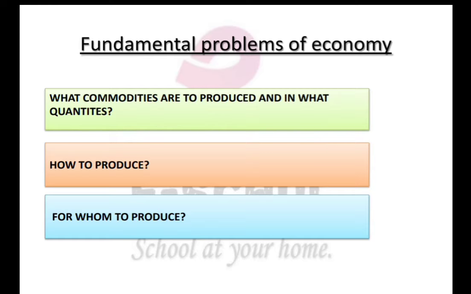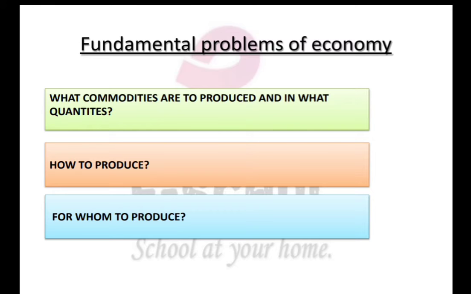Now, coming to the first one, that is, what commodities are to be produced and in what quantities. Now, this question is very important. Why? Because the national income of the country depends on this question. The decision regarding what to produce and how much to produce may be taken either by the market process or by the central planning authority. Since resources are very limited in every economy, with the limited amount of resources available, it is very essential to decide how to produce the commodities and in what quantities.